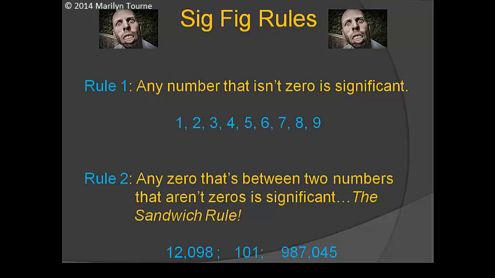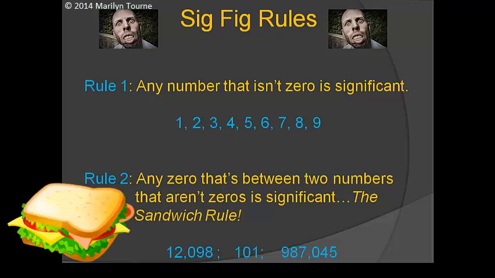Any zero that's between two numbers that aren't zeros is significant. I like to call this the sandwich rule. And I've given you some examples in the slide.